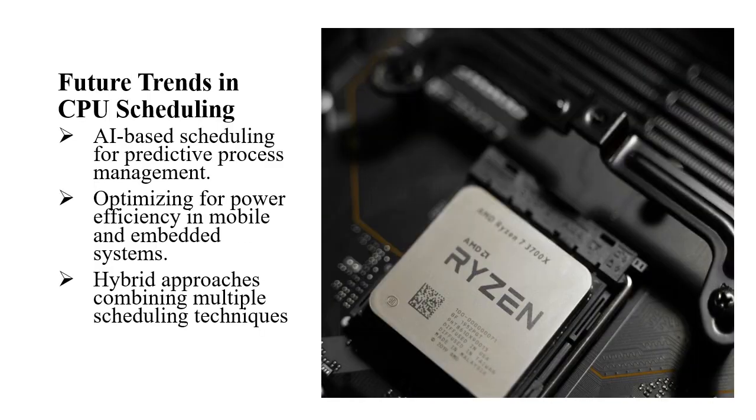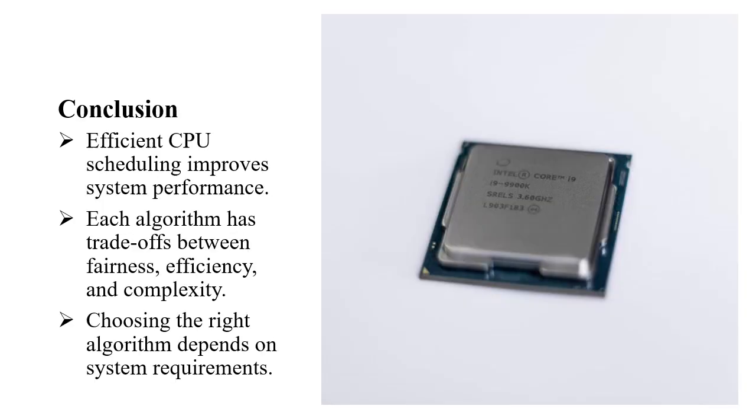Future trends in CPU scheduling. CPU scheduling is evolving with new technologies. Future trends may include AI-based scheduling, power efficient scheduling, and hybrid scheduling techniques. As computing demands grow, operating systems will continue to improve scheduling strategies for better performance.